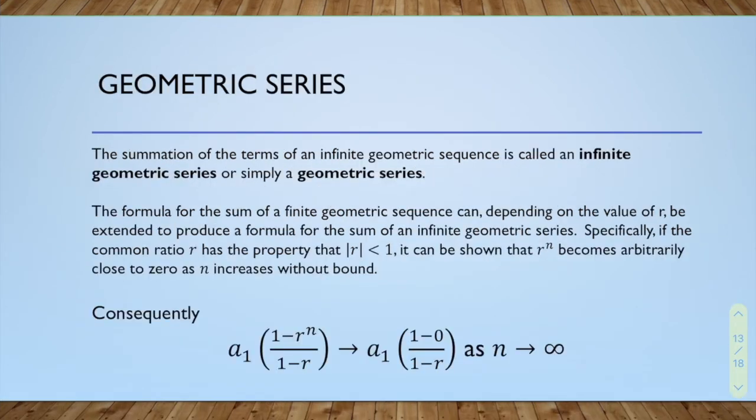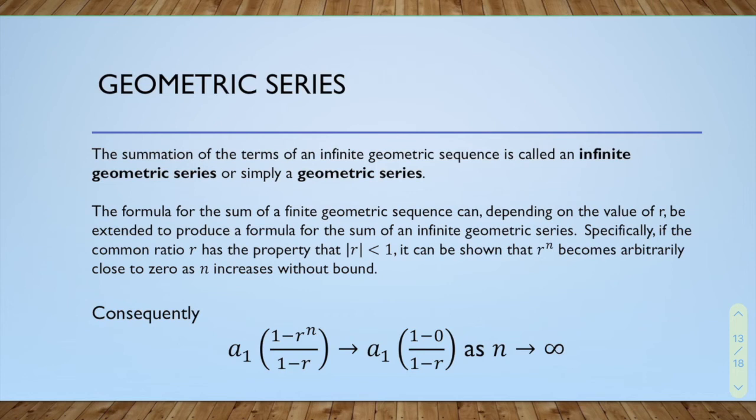So in the topic of geometric sequences, because of the multiplication, we have a special circumstance that applies to geometric series. The summation of the terms of an infinite geometric sequence is called an infinite geometric series, or simply a geometric series. The formula for the sum of a finite geometric sequence can, depending on the value of r, be extended to produce a formula for the sum of an infinite geometric series. Specifically, if the common ratio r has the property that the absolute value of r is less than 1, it can be shown that r to the n becomes arbitrarily close to 0 as n increases without bound.